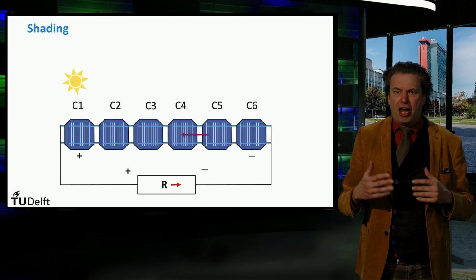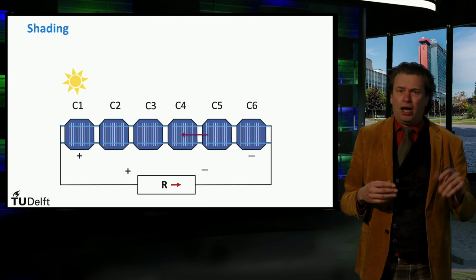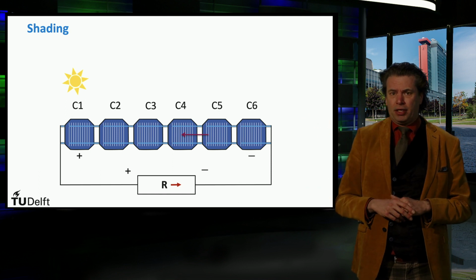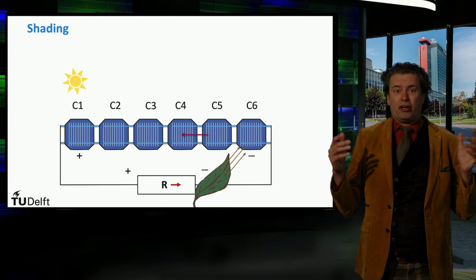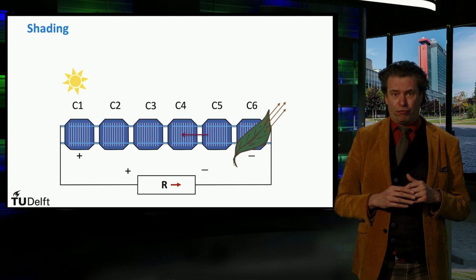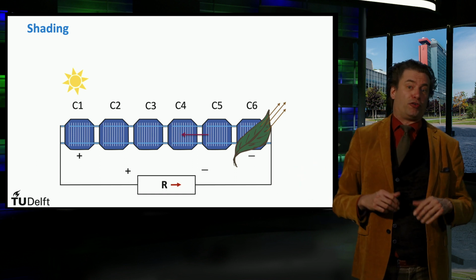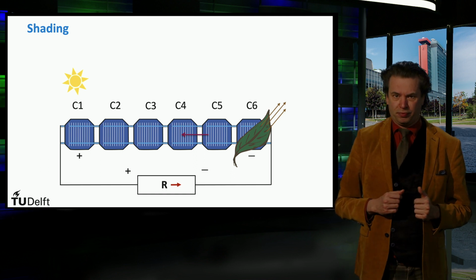This can be the shade of an object nearby, like a tree, a chimney, or a neighboring building. The shading can also be caused by a simple leaf that has fallen from the tree. This can have significant consequences for the output of the solar module.